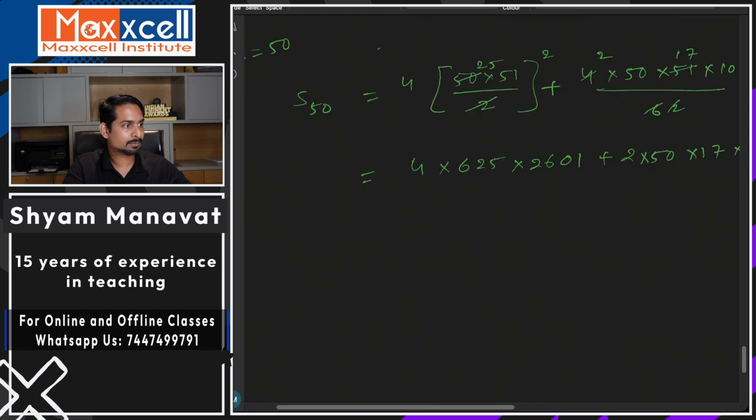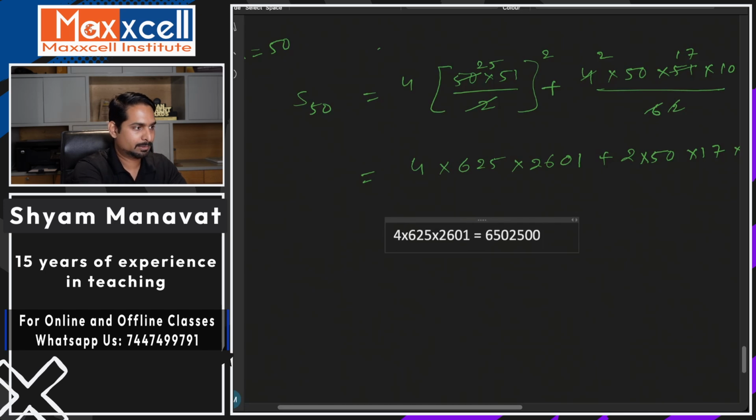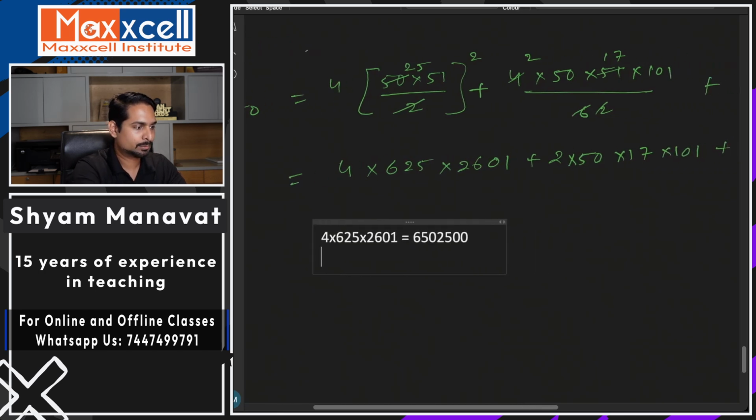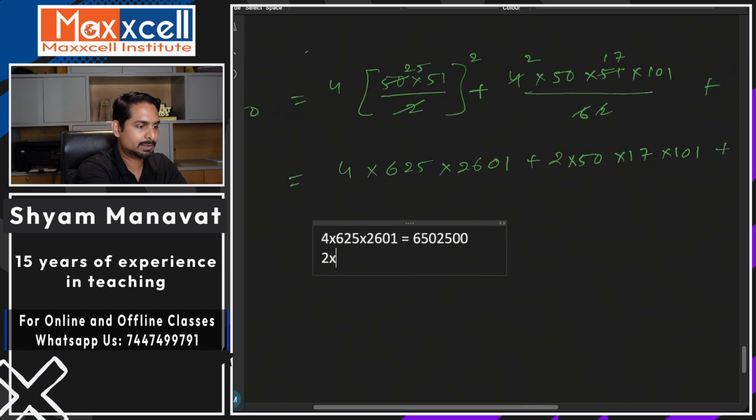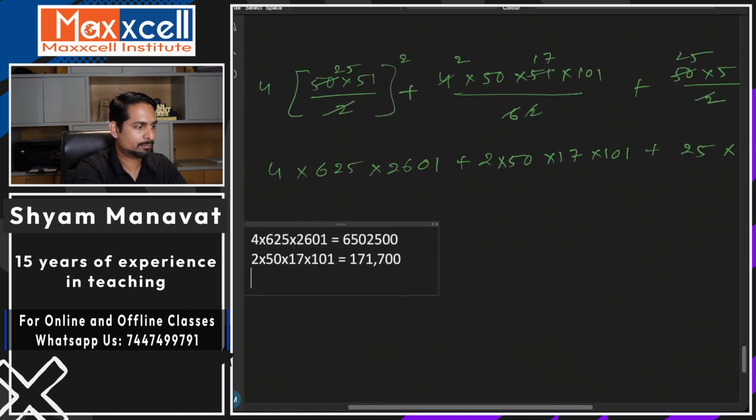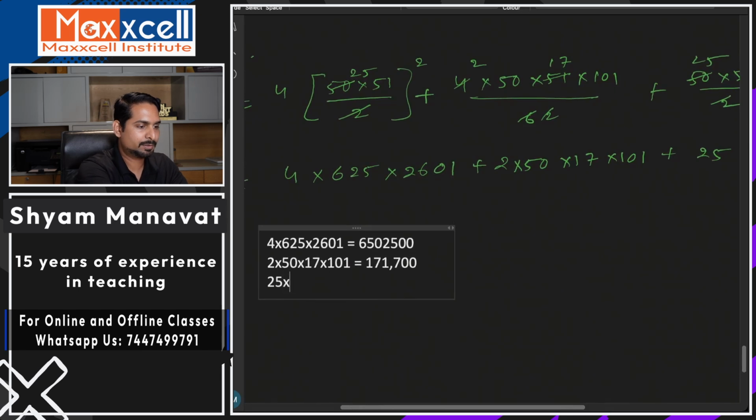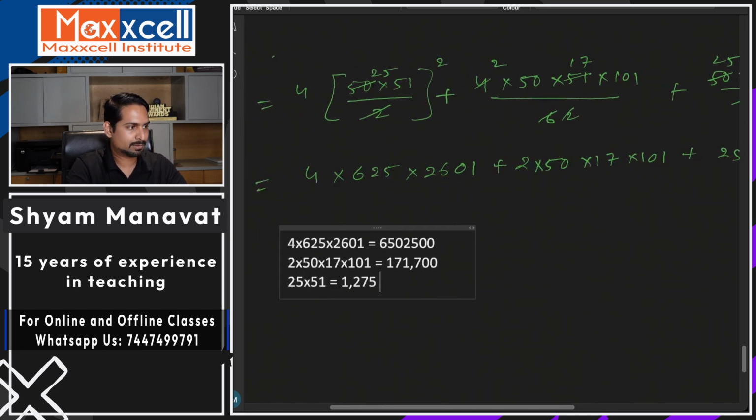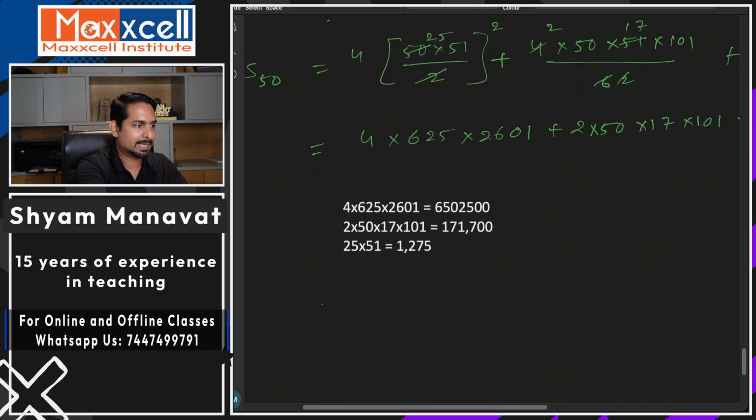Multiplication of 4 into 6, 25 into 2601, that is going to get you this number. All right, next is 2 into 50 into 17 into 101 is going to get you this number. Very good. Next is 25 into 51. 25 into 51 is going to get you this number. All right, we need to add all of them now. Let's add all of them now.